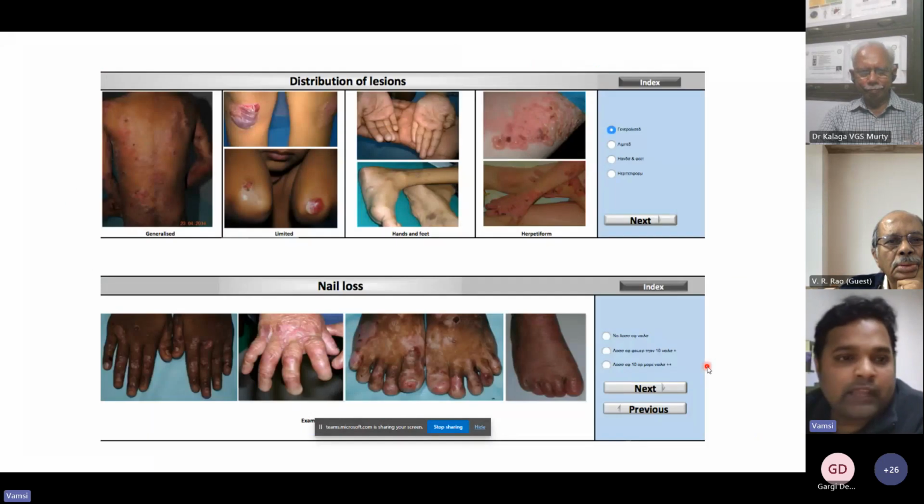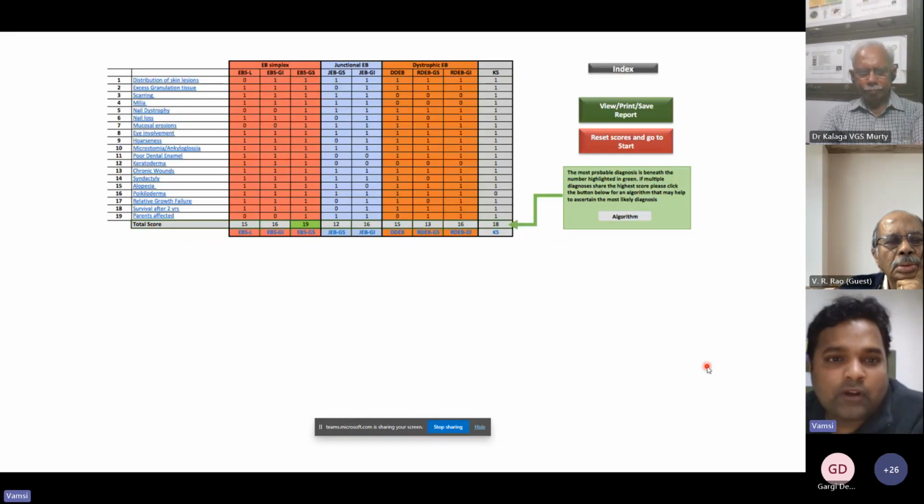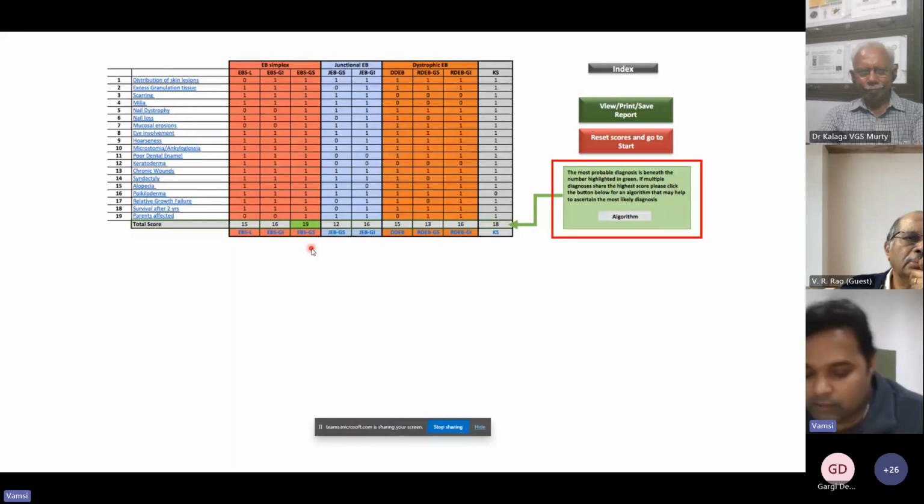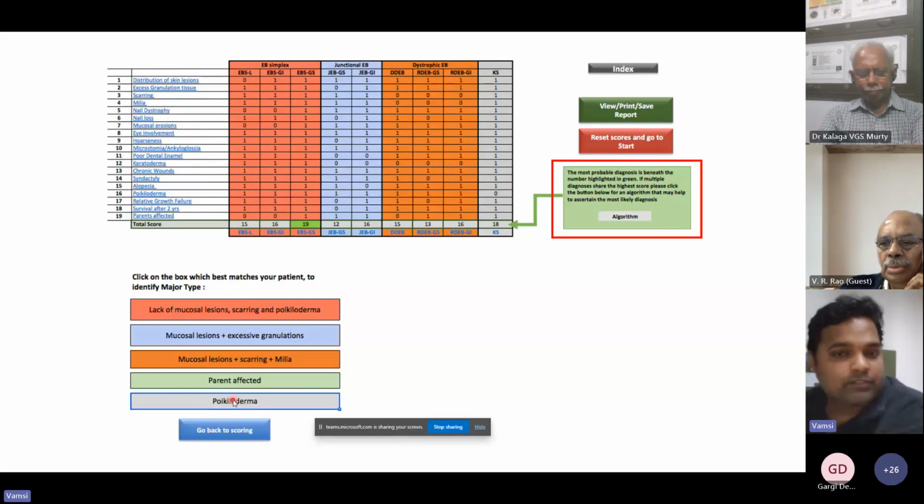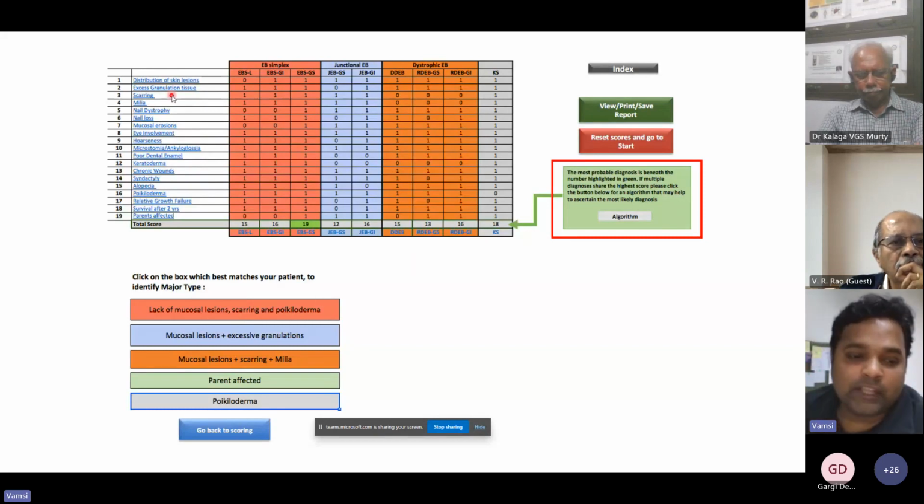So there are pictographic examples of what you can select, and once you select them, the matrix calculates all of them automatically into zeros and ones, and the ones all get added up, and the column with the highest score becomes the final diagnosis. There is an algorithm in case of multiple high scores, where more specific features are considered. For example, poikiloderma is more specific for Kindler syndrome, and lack of mucosal lesions, scarring or poikiloderma would point to the more simplex variety.